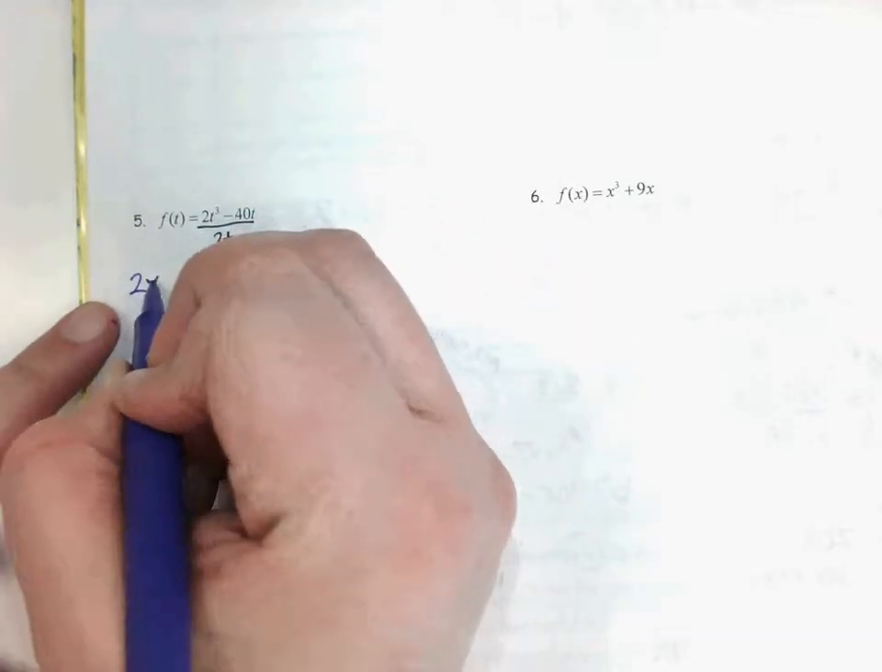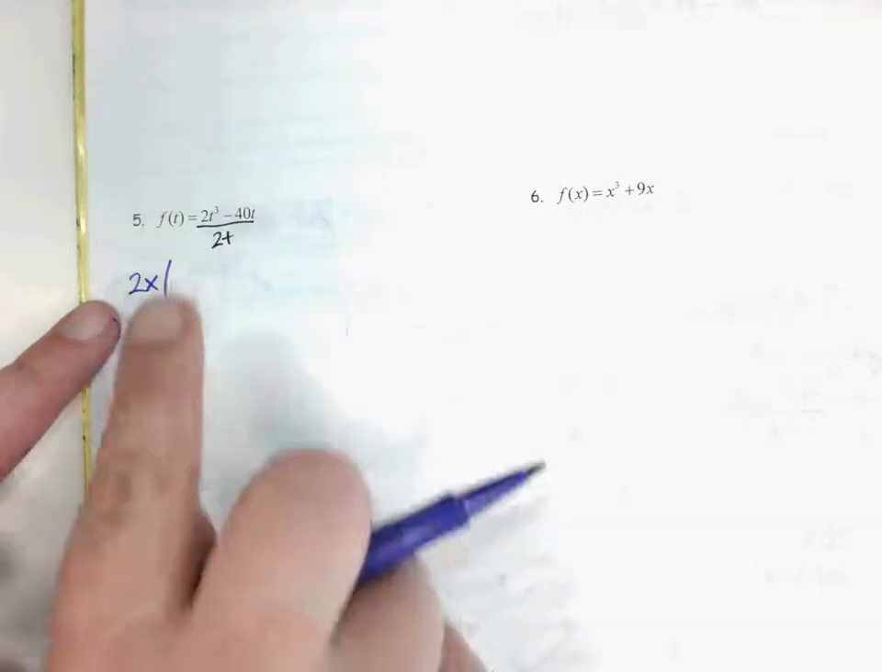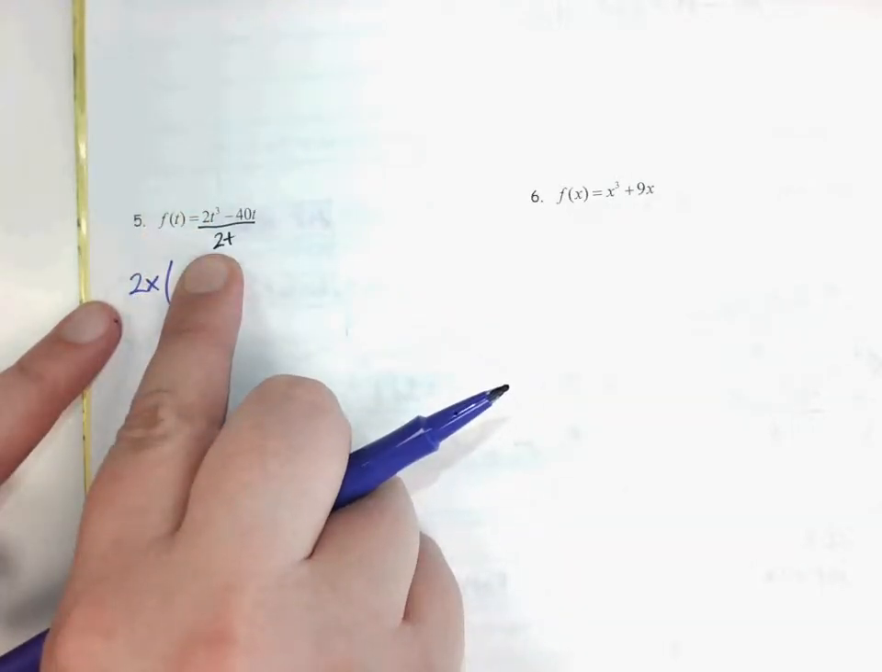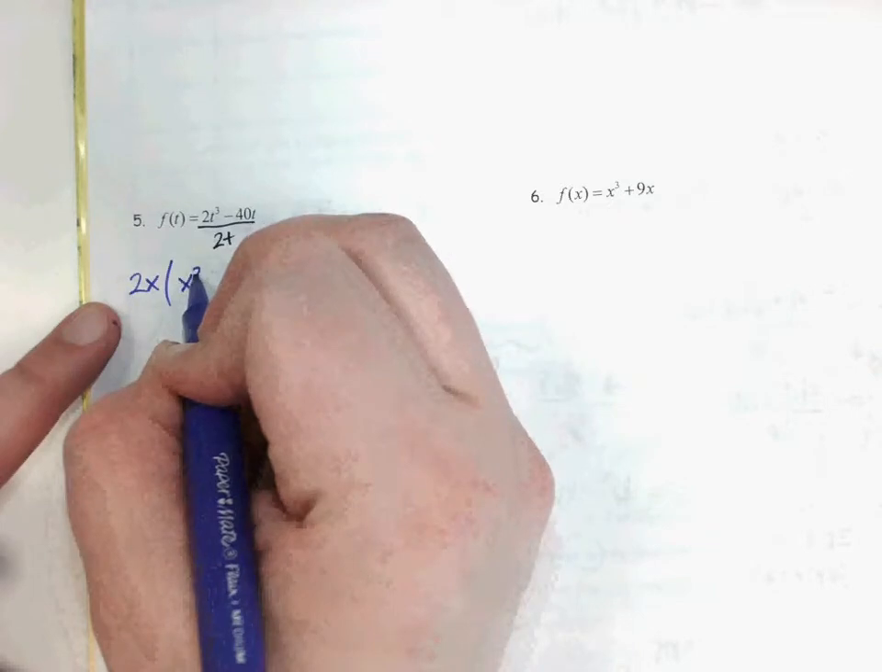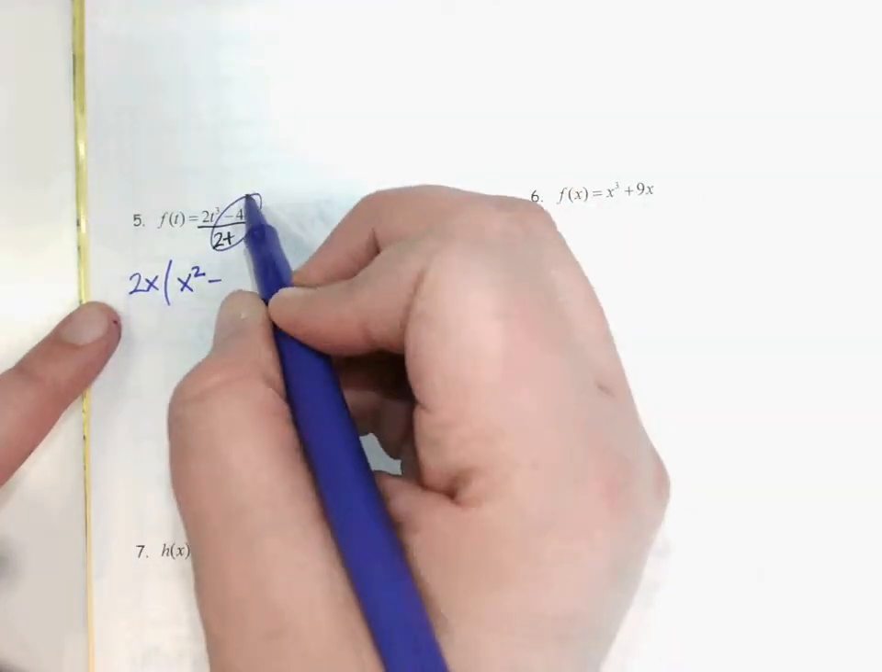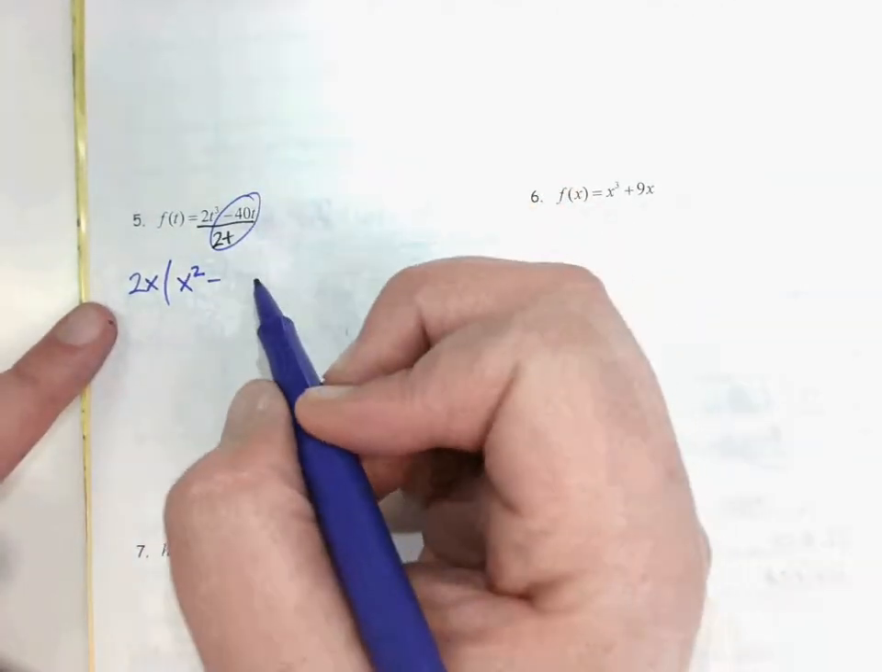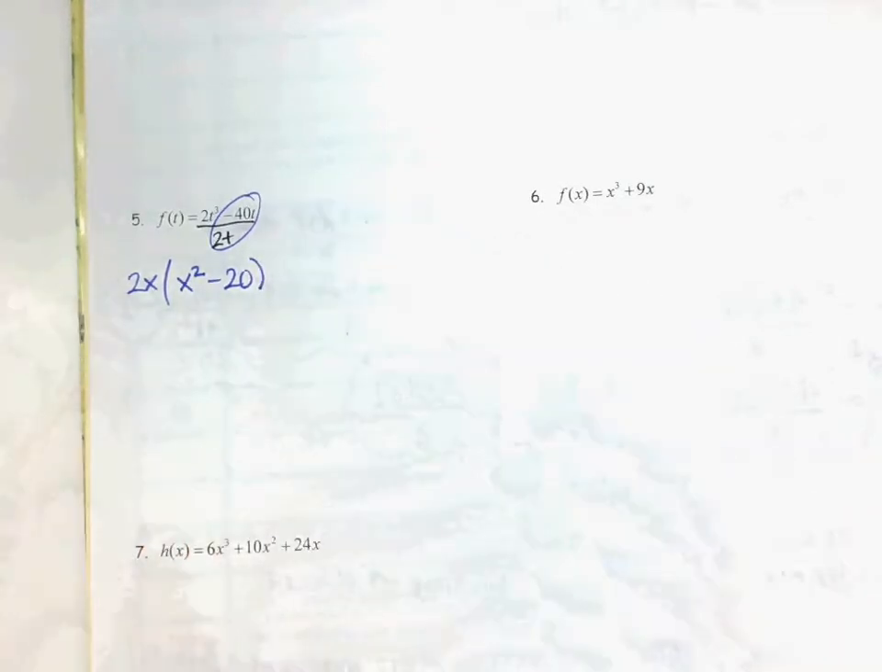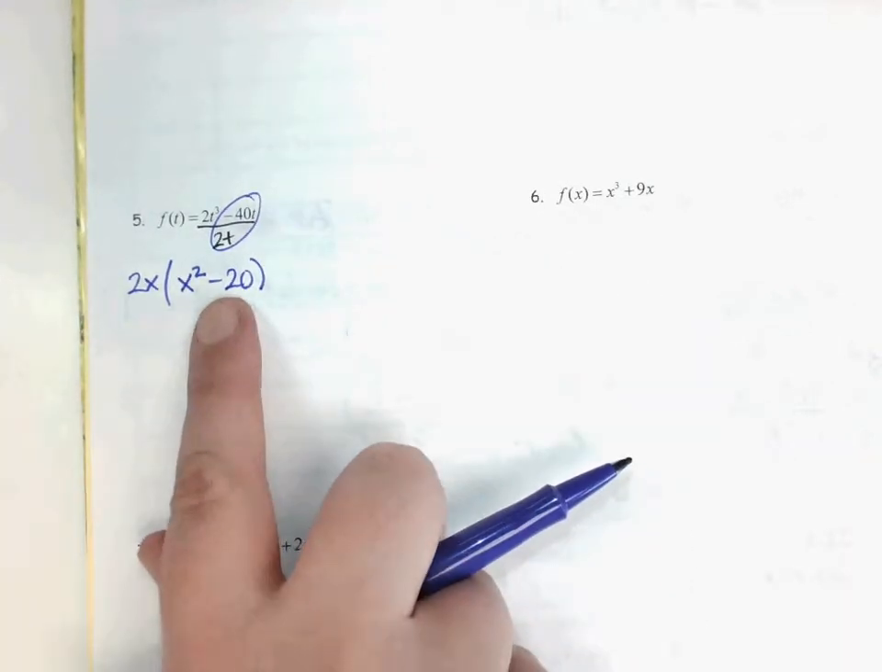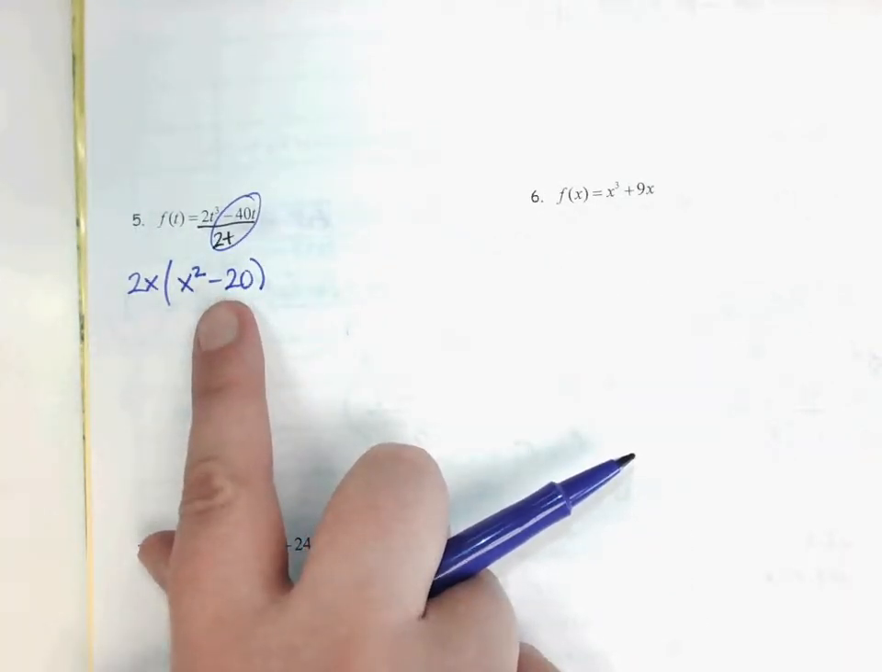Okay, so I'm going to switch it to an x right now because I don't want that to confuse anybody. But it's just a 2x, and then what would be left over? Okay, x squared. And then minus what's 40t divided by 2t? It'd just be a 20. Now, usually I would try to square root this, but the problem is you can't square root 20. So if factoring doesn't work, then you're going to use quadratic formula.